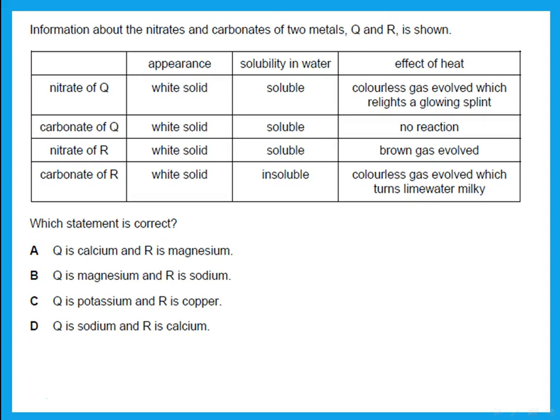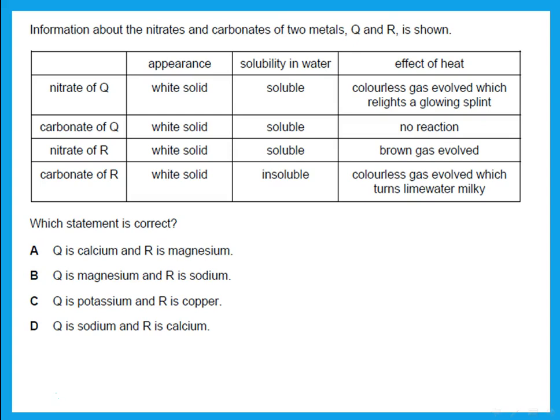Information about nitrates and carbonates of two metals are shown. We've talked about thermal decomposition of nitrates and thermal decomposition of carbonates. First of all, if he's saying that the compounds are all white solids, so nitrates and carbonates of both Q and R are white solids, that means I cannot have a transition metal. So right away C is off the choices because it says R is copper. No, R is not copper, because copper nitrate or copper carbonate will not be a white solid, it will be blue or green.